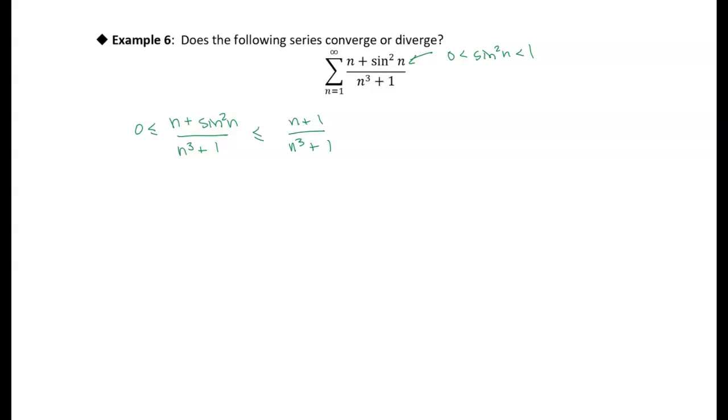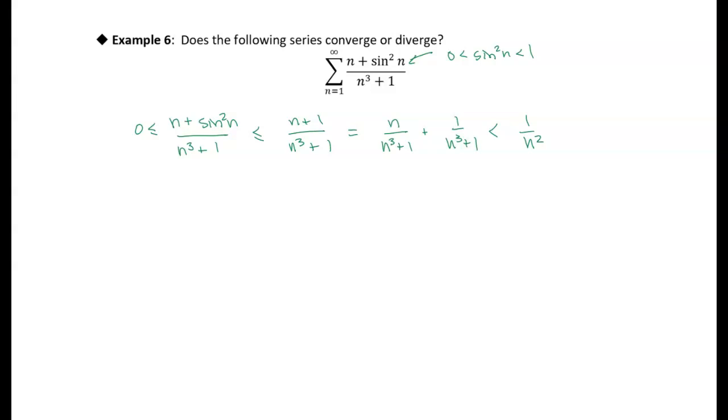I can actually then divide this up, and I can divide each term in the numerator by n cubed plus 1. So this is really the same thing as n over n cubed plus 1 plus 1 over n cubed plus 1. And then I can actually look at two different series. And I know that the first term is less than 1 over n squared, right?